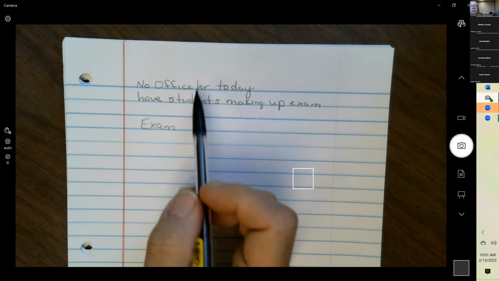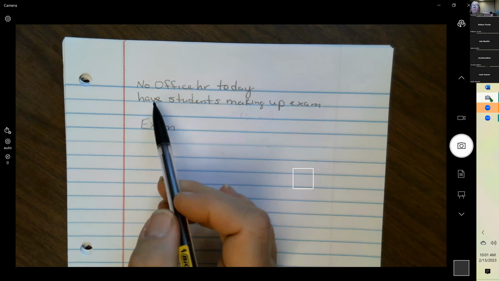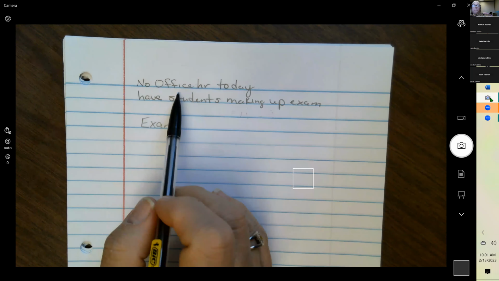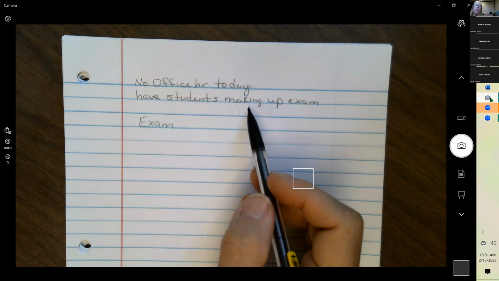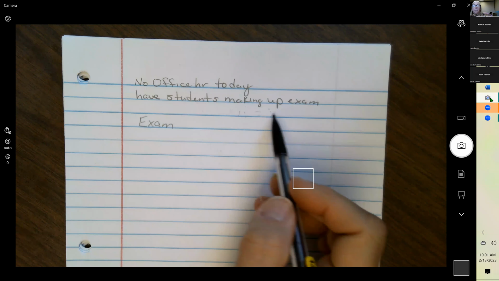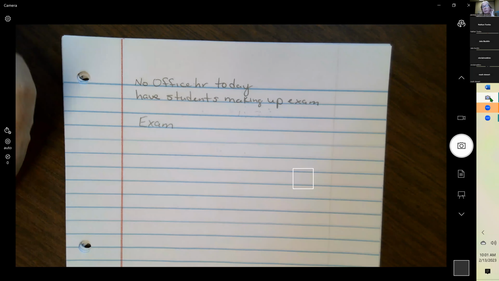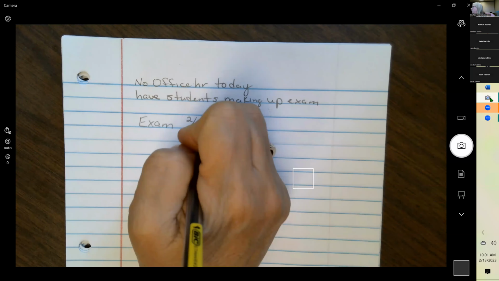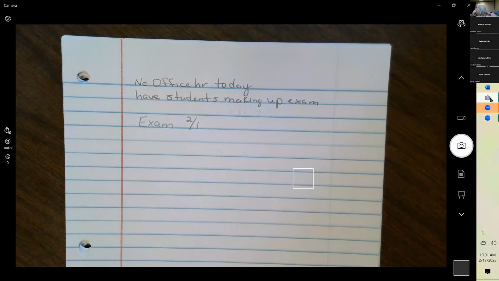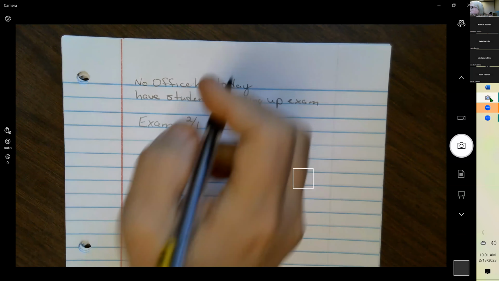Today, there'll be no office hours because my other course had 4 students who couldn't take their exam, and they're taking it during the office hour. So today there won't be any office hours, but if you do need to meet with me, let me know and we'll find another time that we can meet. The exam, as we said, is this Friday, which is the 17th.